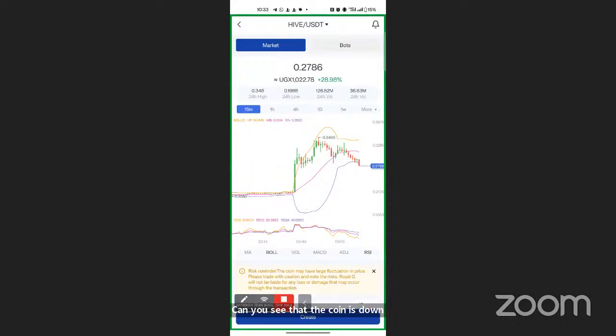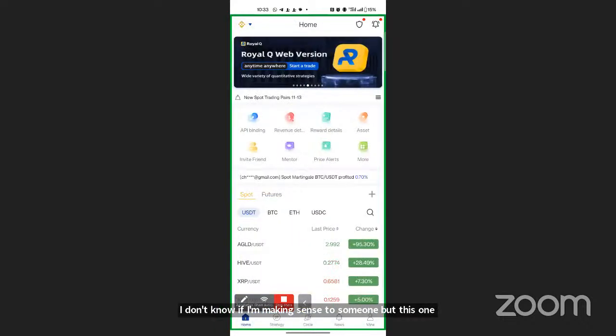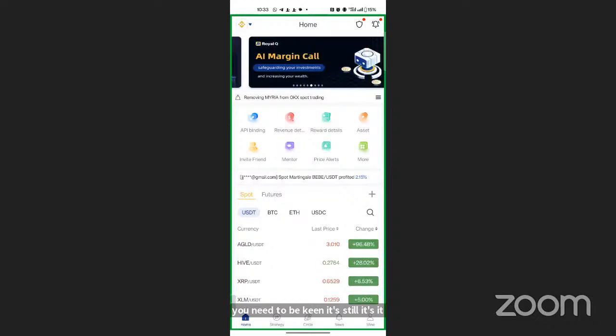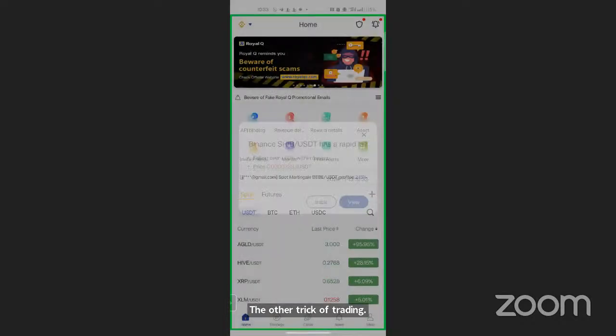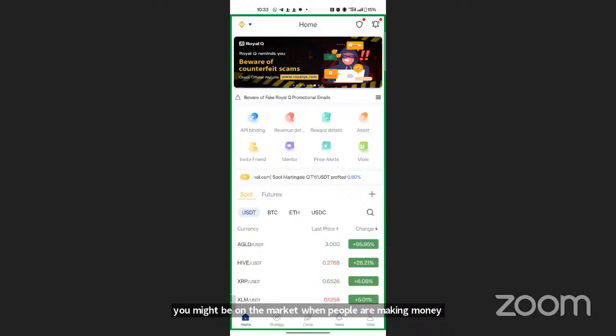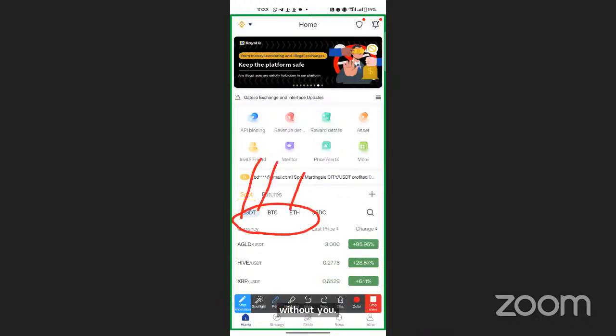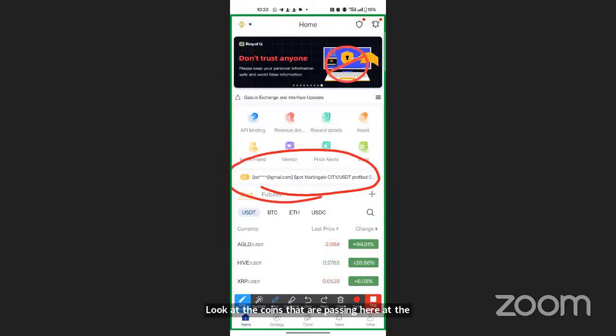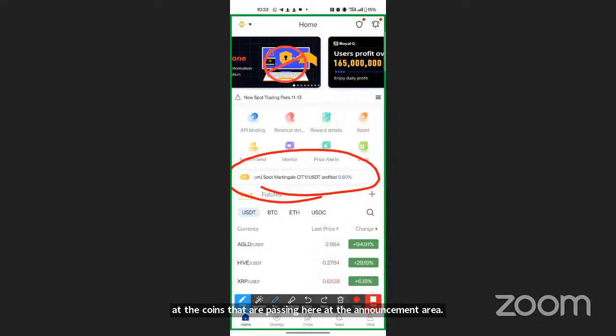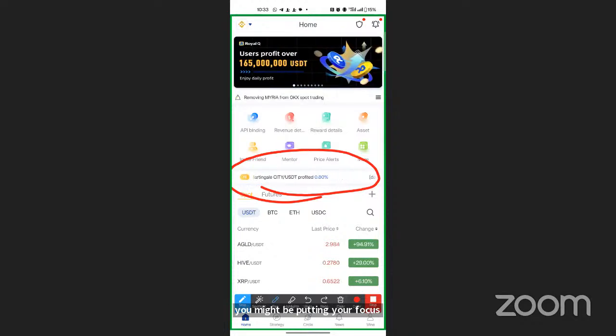I don't know if I'm making sense to someone, but this one, you need to be keen. It looks like it's still going down. The other trick of trading: you might be on the market when people are making money without you. What do you do? Look at the coins that are passing here at the announcement area. You might be putting your focus somewhere, yet there is a coin that is rising and people are making money.